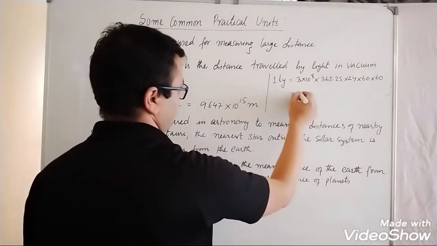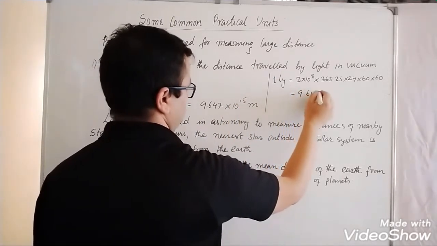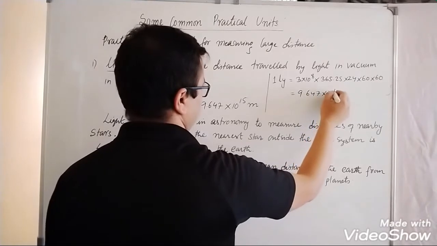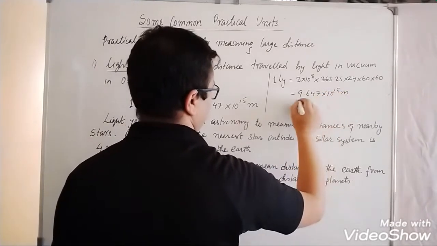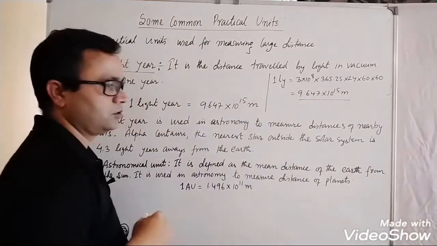So this equals to 9.647 into 10 to the power 15 meter. This equals to 1 light year.